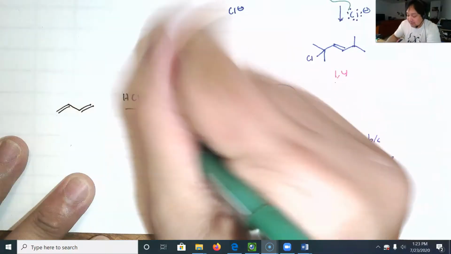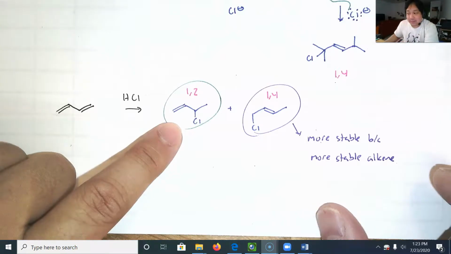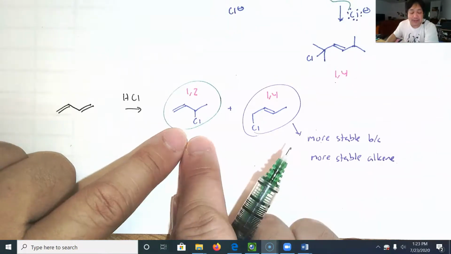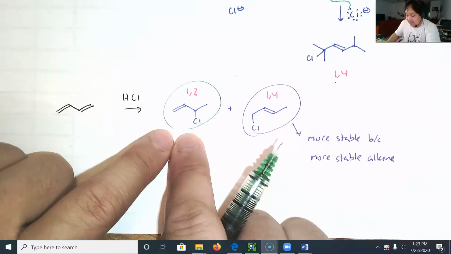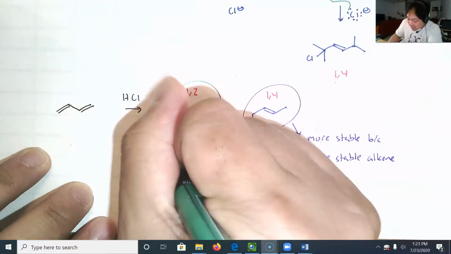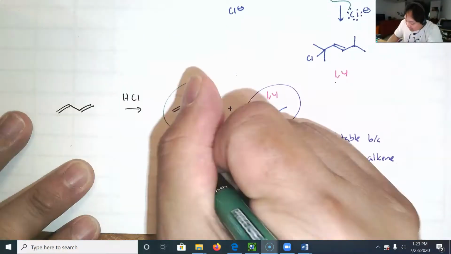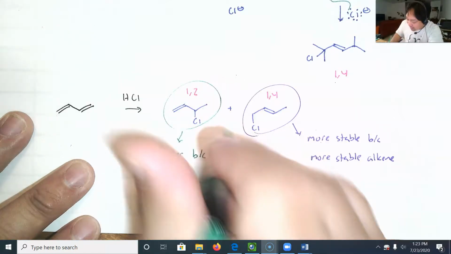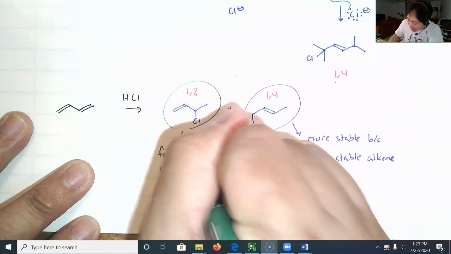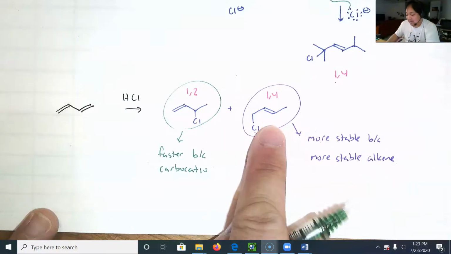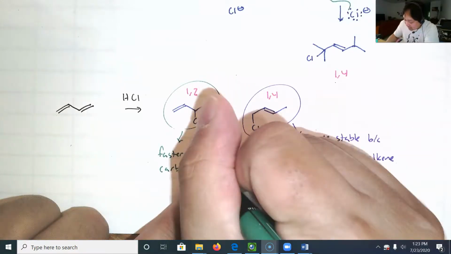This one, though, has its advantages also. Actually, this one's made faster because you get to the carbocation intermediate faster, because the carbocation is actually more stable in this case. One is faster, one is slower but more stable, because one is depending on your analysis of the double bond, one is depending on your analysis of the carbocation.